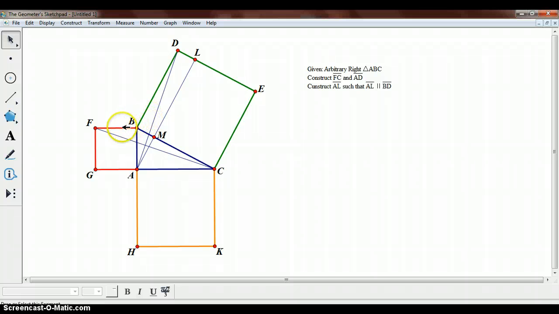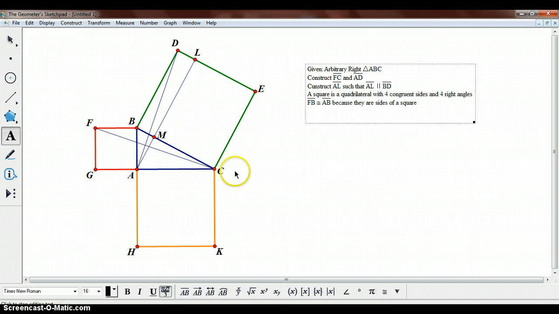First off, we know that FB is congruent to AB because they are sides of a square, in which the sides of a square are all congruent. For the same reason, we know that BC is congruent to BD because they are sides of the same square.